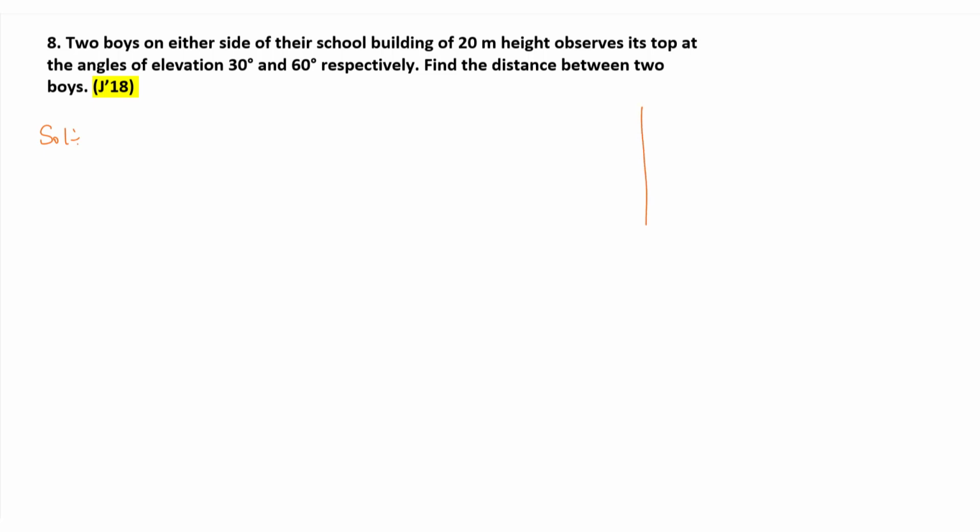that there is a school building which is of 20 meters height. There are two boys standing on either side. Considering the first boy to be at point P and the second boy to be at point Q. So they both observe the top of the tower. When the second boy is observing, he is observing at 60 degree, whereas the first boy is observing at 30 degree. What you have to find is the distance between these two boys. Let AB be our building.